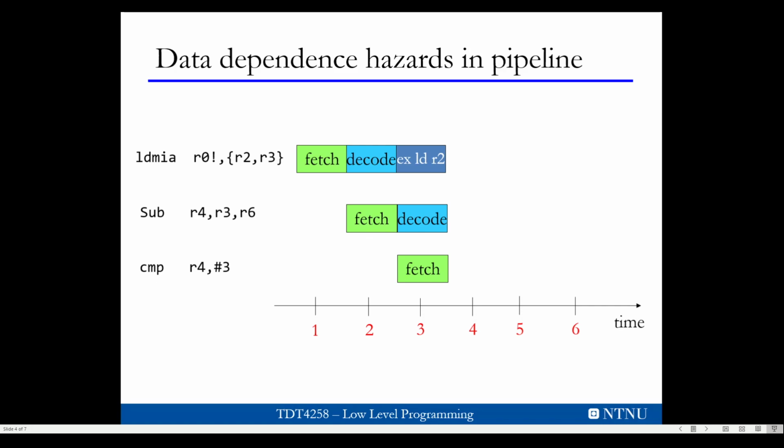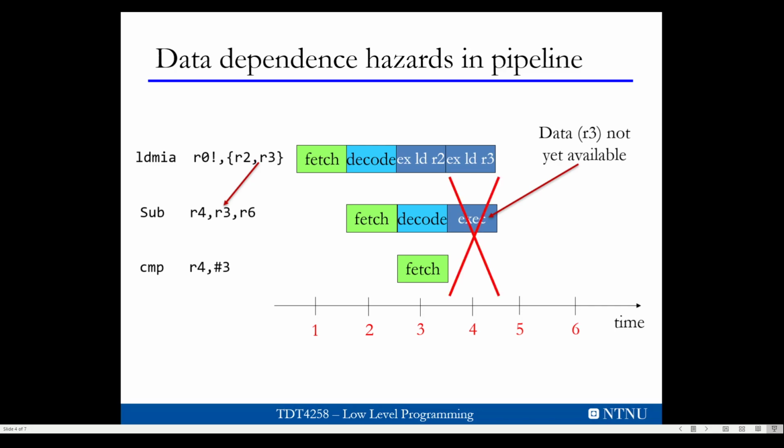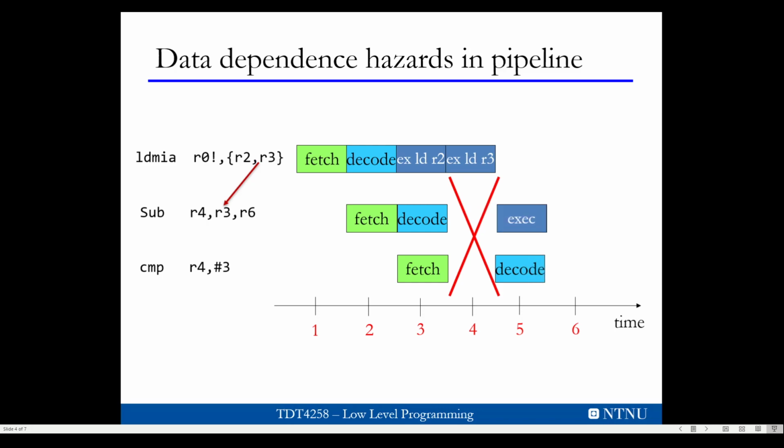Now let's see what happens in the fourth cycle. In this cycle, R3 will be loaded. This R3 is needed by the sub instruction for its execution. So if we execute the sub instruction in this cycle, we have a problem because R3 still doesn't have the correct value. R3 will be loaded at the end of this cycle. If we use R3 for the execution in this cycle, we will be using the old value of R3, which is wrong. So we cannot execute the sub instruction in this cycle. We need to delay its execution to the next cycle.